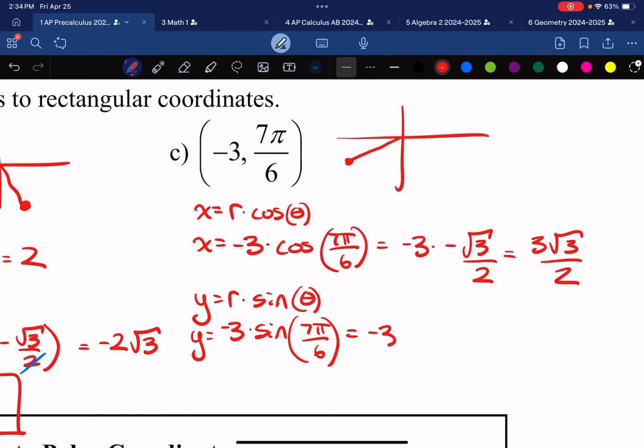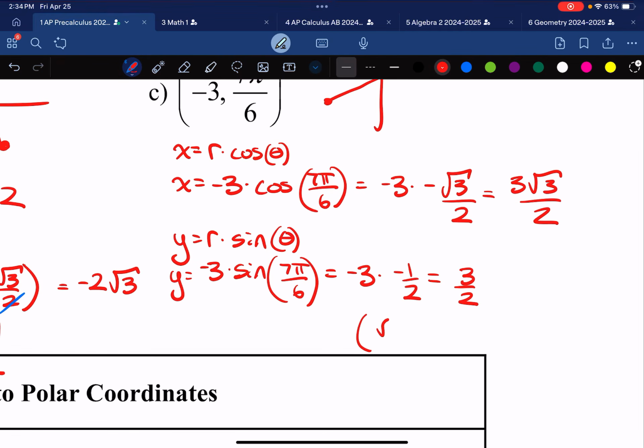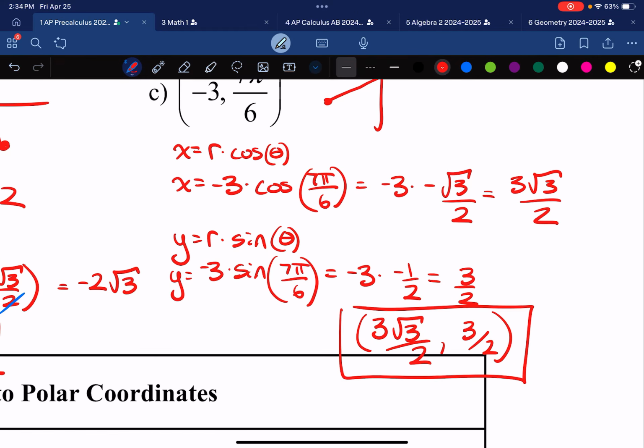So this is going to be negative 3 times negative a half. A negative times a negative is a positive, and this is just 3 halves. So my final answer here is going to be 3 root 3 over 2, which is the x-coordinate. There we go. 3 root 3 over 2, comma the y-coordinate, 3 halves. Done and done. And I should box my final answer, x and y coordinate.